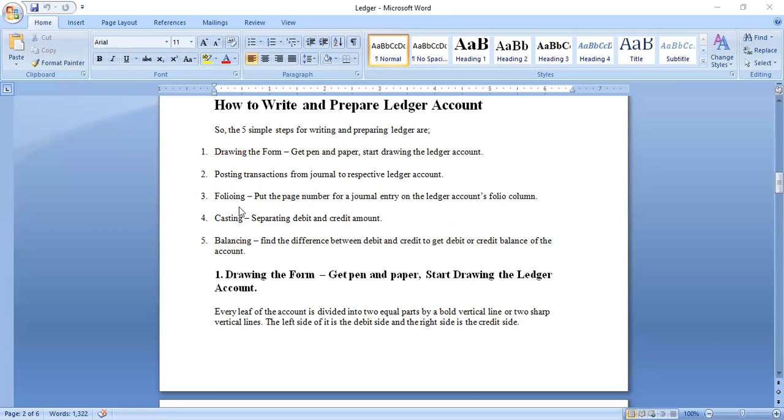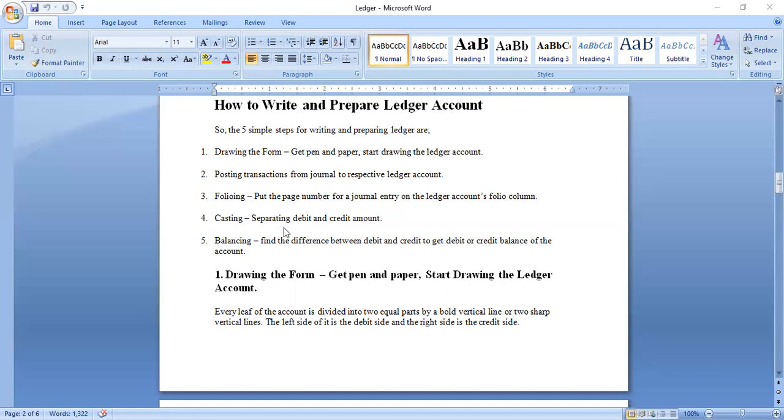And then number three, put the page number for the journal entry on the ledger account's folio column. That means the reference number I mentioned. If anyone prepares the ledger account, obviously he or she uses the reference number of the journal. So we make the reference for each and every transaction in the journal book, and we put the reference number in the ledger book.